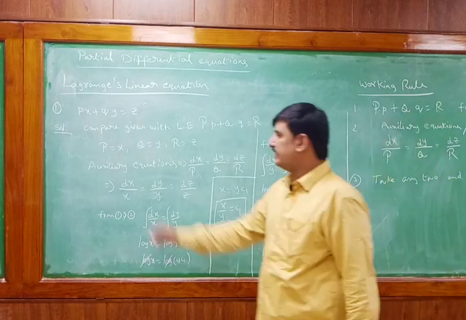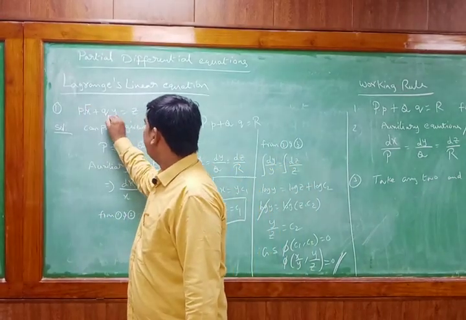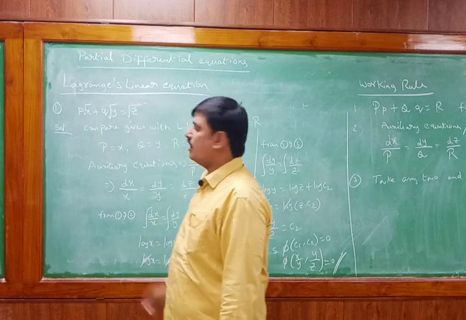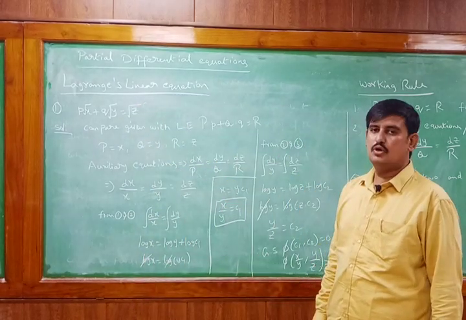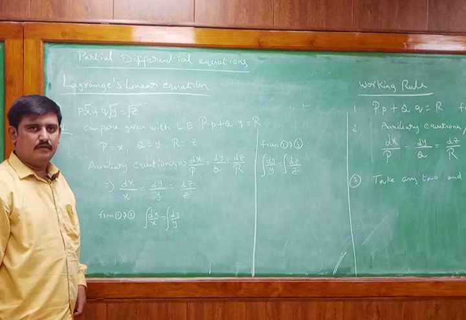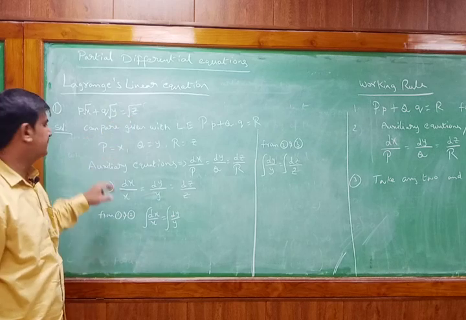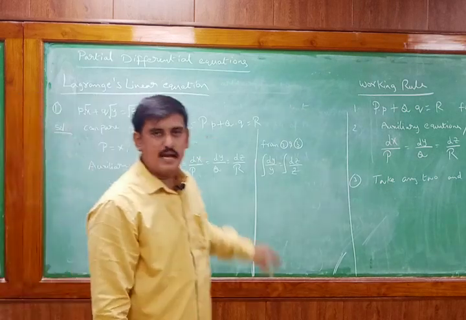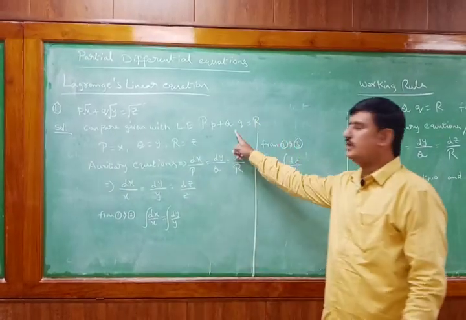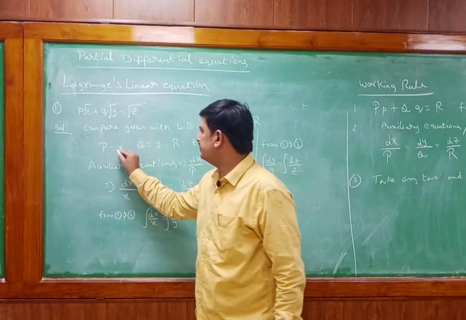Okay. Similarly, see another same problem. What am I taking here? I am taking p root x plus q root y equal to root z. Now see another problem. p root x plus q root y equal to root z. So what do we have to do? Compare with Lagrange's equation of the form capital P into small p plus capital Q into small q is equal to capital R.